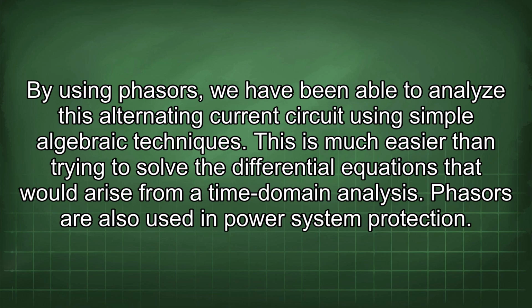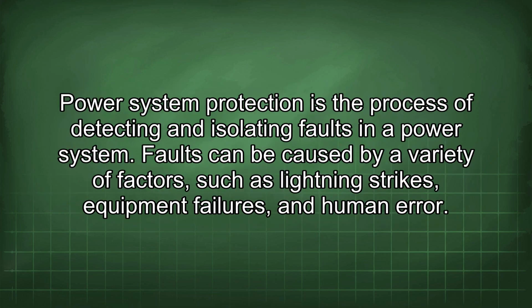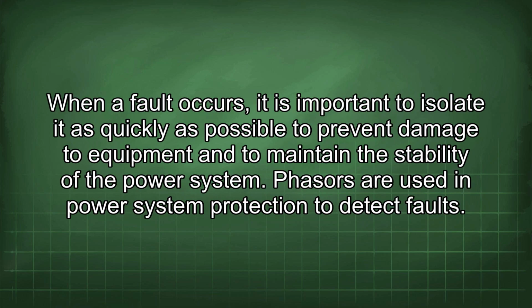Phasors are also used in power system protection. Power system protection is the process of detecting and isolating faults in a power system. Faults can be caused by a variety of factors, such as lightning strikes, equipment failures, and human error. When a fault occurs, it is important to isolate it as quickly as possible to prevent damage to equipment and to maintain the stability of the power system. Phasors are used in power system protection to detect faults.